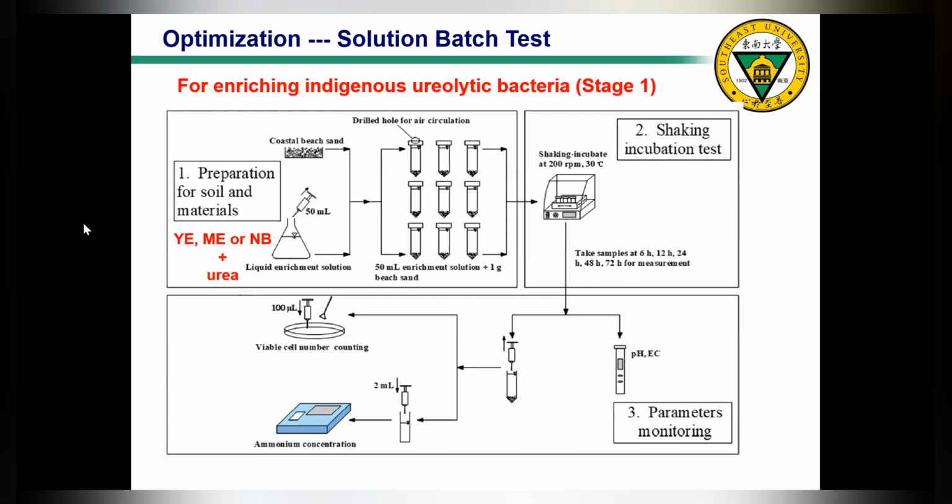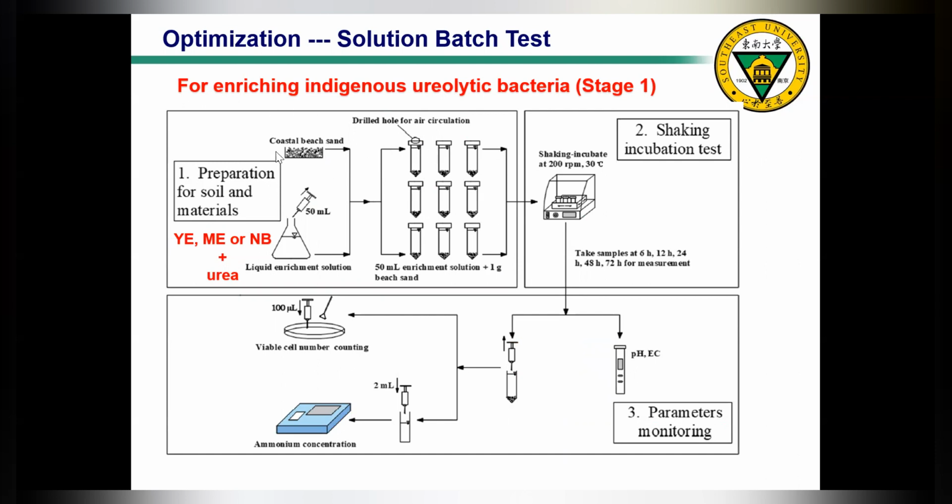Okay, firstly, let's look at the optimization, right? Here, firstly, we performed the solution batch test. The purpose of the solution batch test is to find out what are the most significant factors that control the enrichment of indigenous ureolytic bacteria, or stage 1, right? As mentioned, the biostimulation has two stages. Stage 1 is to stimulate the growth of bacteria, and stage 2 is to form bio-cementation, right? Here, we only look at stage 1, what are the most significant contributing factors.